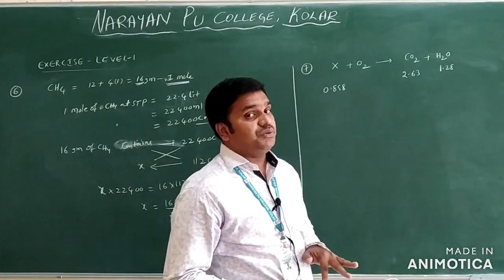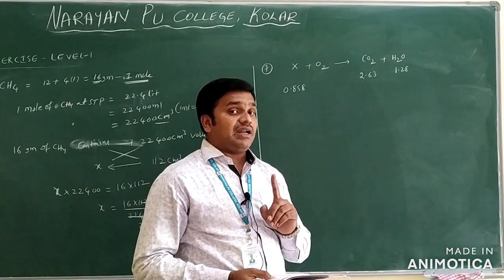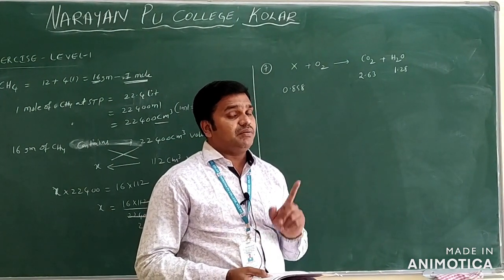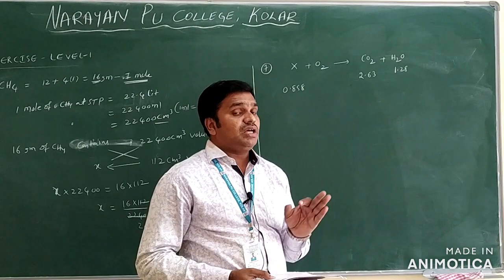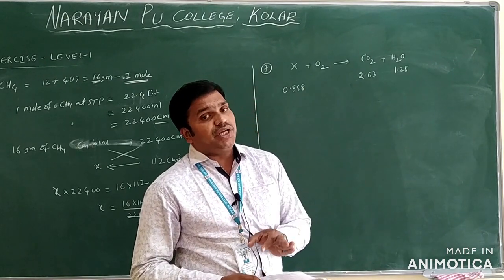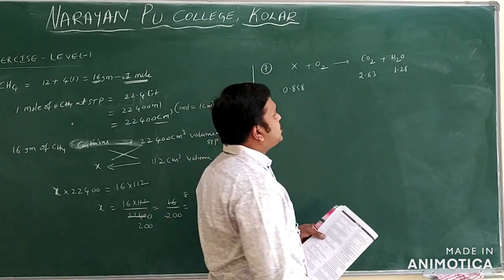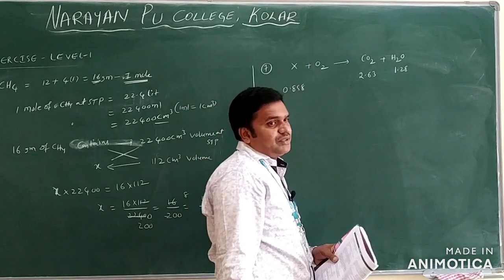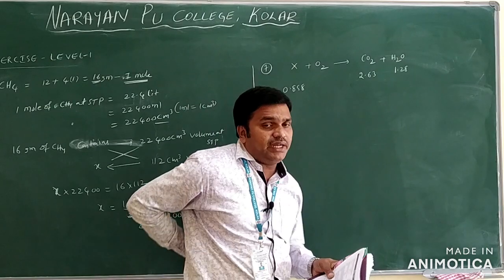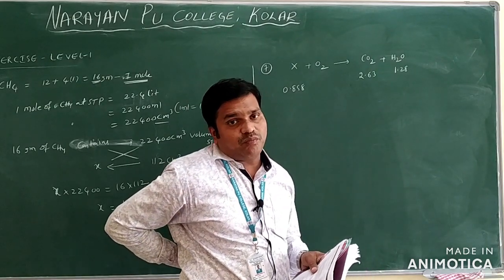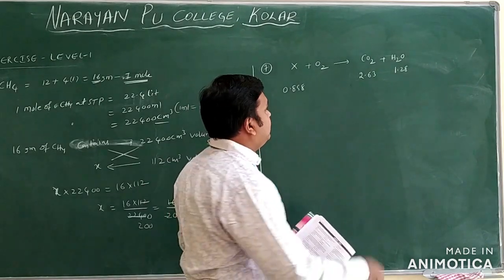How can you find out the X weight? You have to find the carbon weight or carbon percentage, and you can find the ratio of carbon and hydrogen. Then you will get X, the compound only. Clear? From this, you can find the number of moles of carbon or the number of moles of hydrogen. How can you find it here?